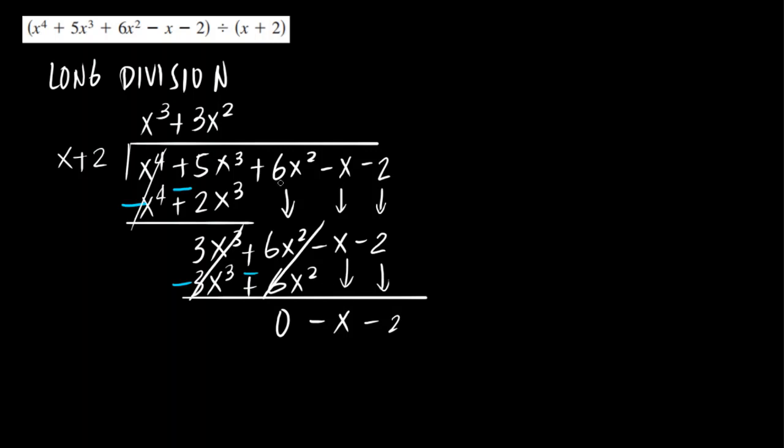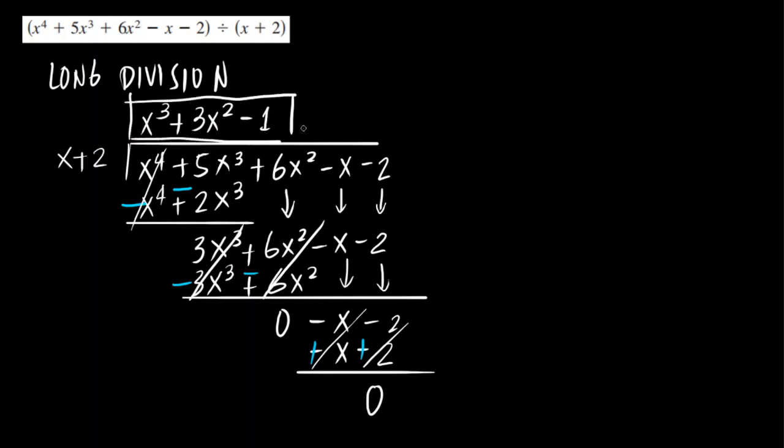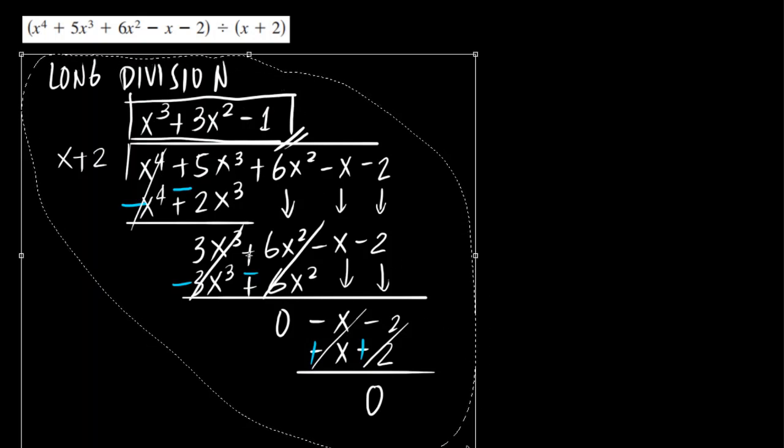So, negative x divided by x, that should give you negative 1. And then, negative 1 times x is negative x. Negative 1 times positive 2, that's negative 2. We are changing signs now. So, this is plus. And then, as you can see, it cancels out, we do not have a remainder. So, the final answer sa inyong problem using long division is x cubed plus 3x squared minus 1. Okay? Try ta siya solve using synthetic division.